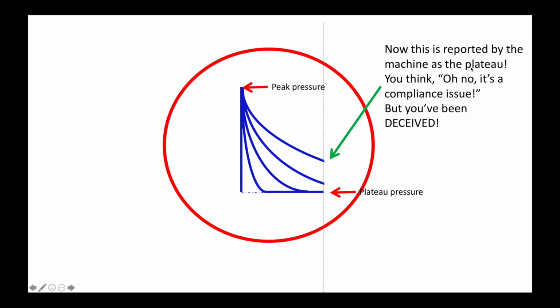That's what's reported as the plateau, and you think, oh no, it's a compliance issue because the plateau pressures are higher. But you've been deceived. It's actually a resistance issue here. This is made even worse if our inspiratory times are shorter. Any one of these is going to be reported as even higher. This would happen if you use lower inspiratory pause to inspiratory time ratios, or if you have a faster respiratory rate, as we're seeing with a lot of the COVID patients.